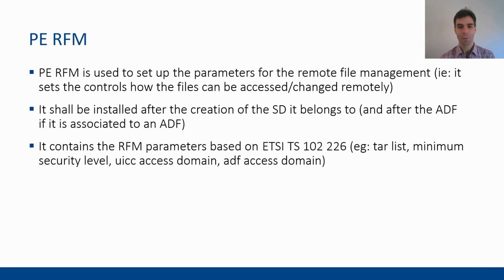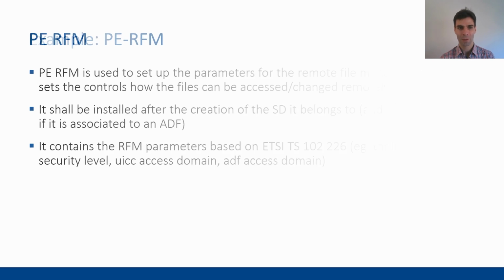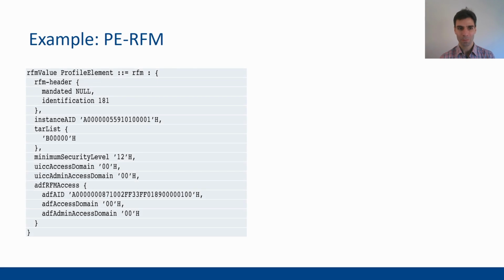It contains the RFM parameters based on the ETSI technical specification 102 226, which defines the TAR list, minimum security level, UICC access domain, and ADF access domain. An example, we can see here the TAR list, which contains the identifiers used to remotely select this application. There can be one or more.